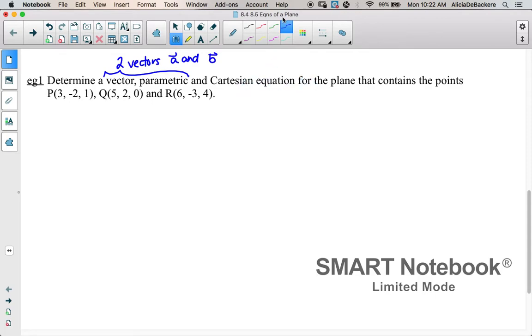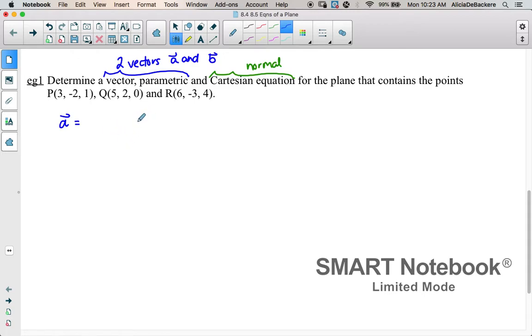And then in order to find the Cartesian equation later on, I'm going to do that one second, I'm going to need a normal vector. So I'm just kind of keeping that in the back of my mind. So first, coming up with those 2 vectors A and B to define the vector and parametric equations. So I need to come up with any vector A that's on the plane. And I've got 3 points. So all I need to do is join 2 of these points and I'll create a vector or a direction vector that's on the line.